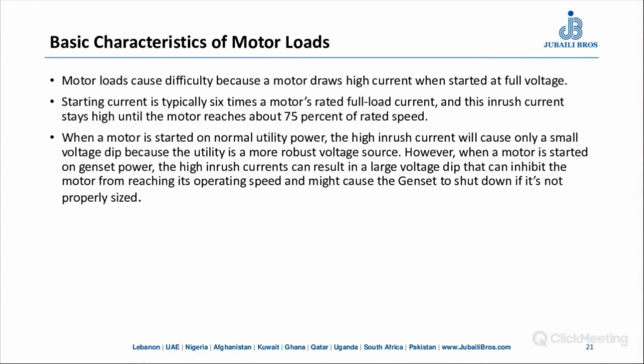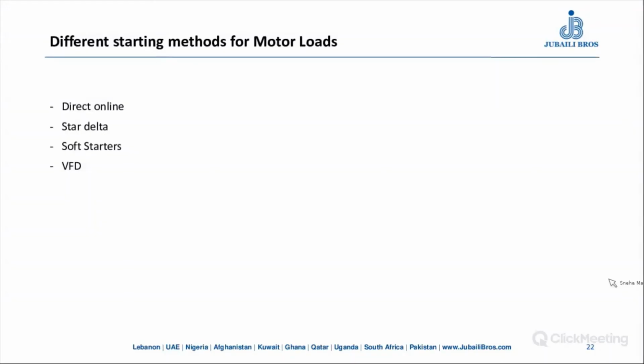However, when a motor is started on genset power, the high inrush currents can result in a large voltage dip that can inhibit the motor from reaching its operating speed and might cause the genset to shut down if it's not properly sized. So, in order to overcome this, what are the different methods of starting which can be used for motor loads? We'll be having a look at those in the next slides.